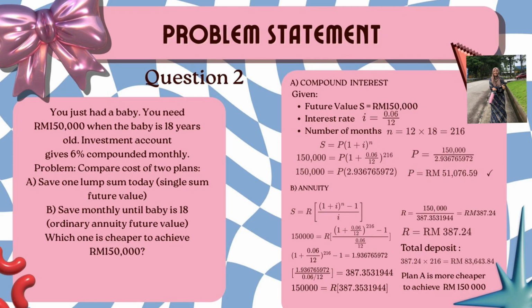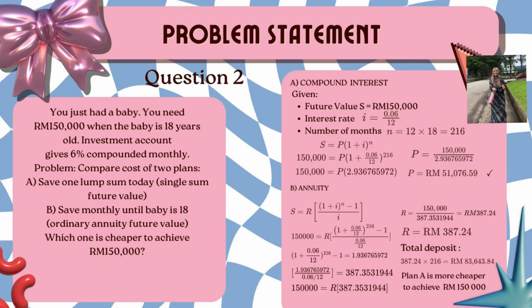Problem statement. Question 2. You just had a baby. You need 150,000 ringgit when the baby is 18 years old. The investment account gives 6% interest compounded monthly. The problem is to compare the cost of two plans. Plan A, save one lump sum today using single sum future value, and Plan B, save monthly until the baby is 18 using ordinary annuity future value. So the question is, which one is cheaper to achieve 150,000 ringgit?